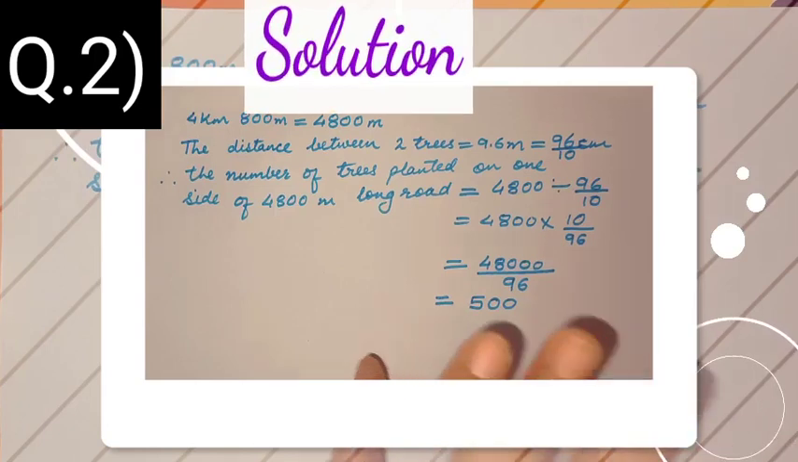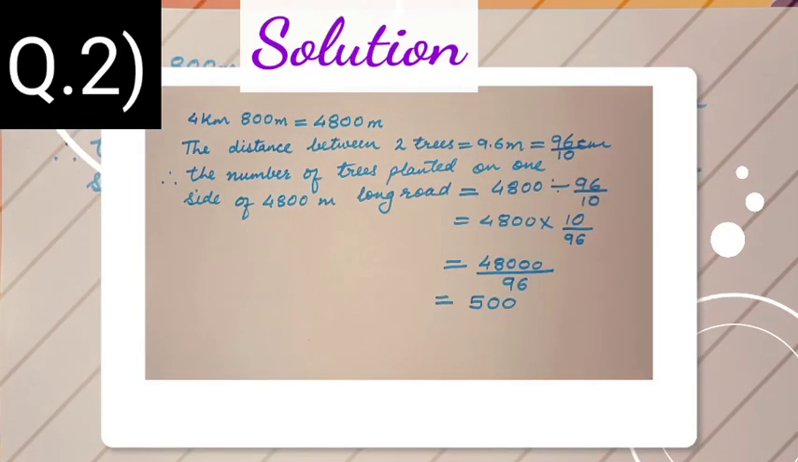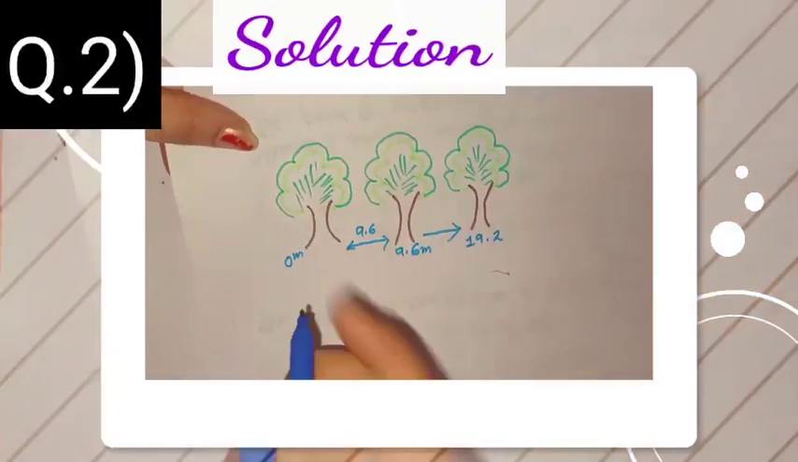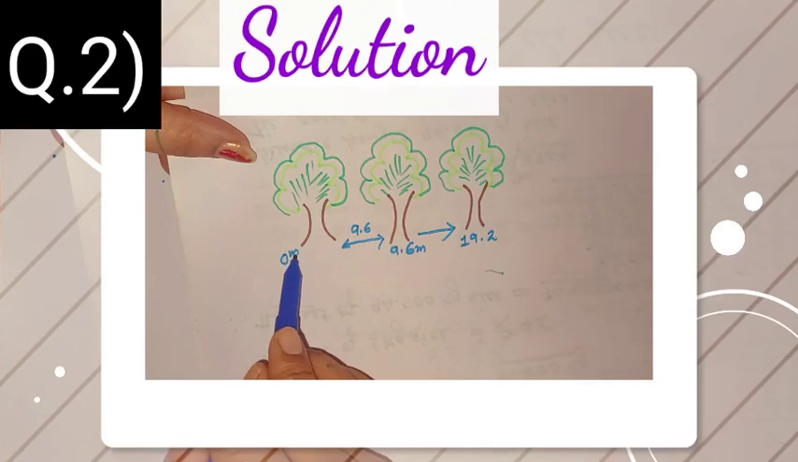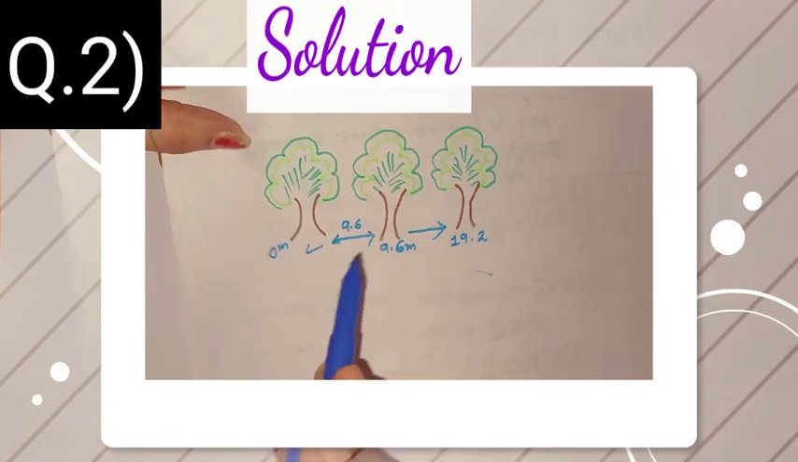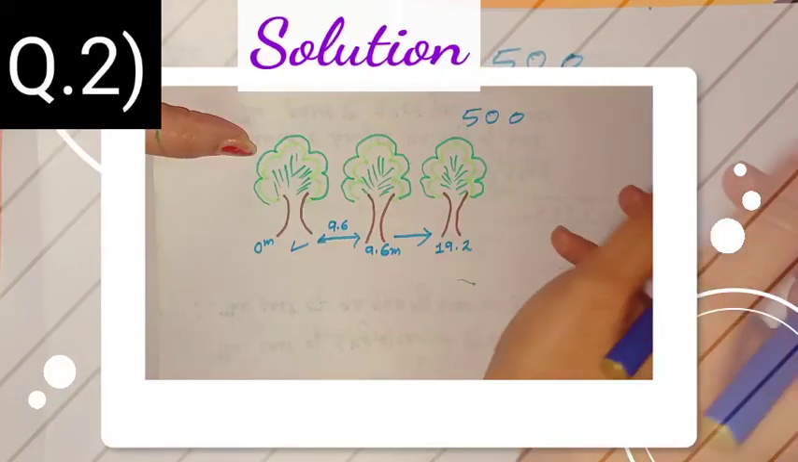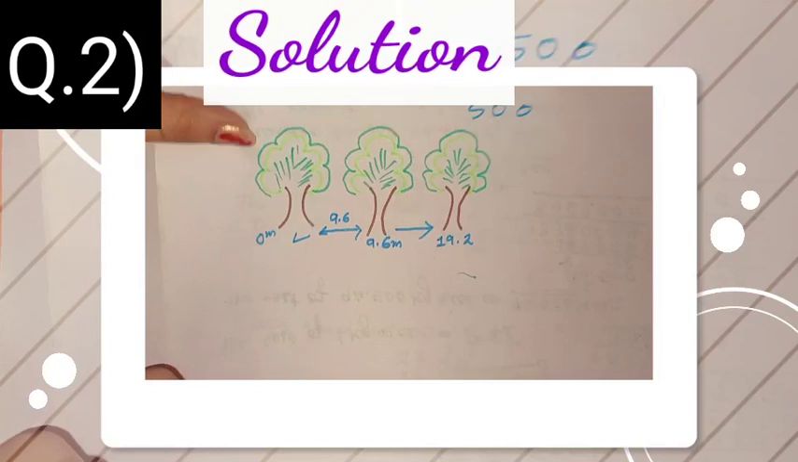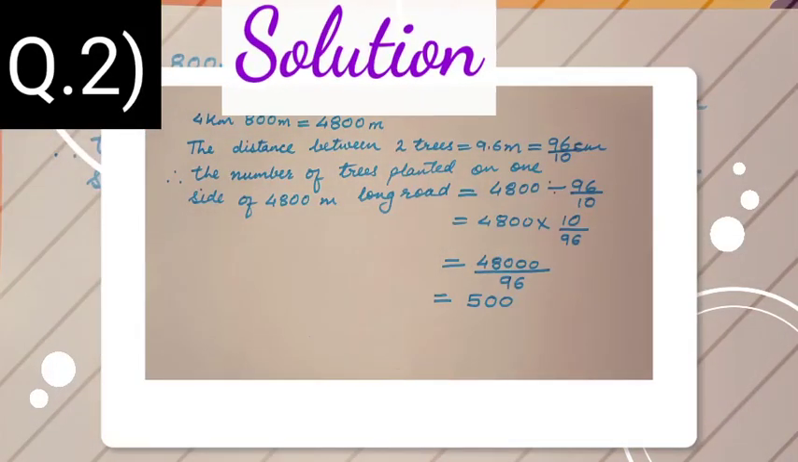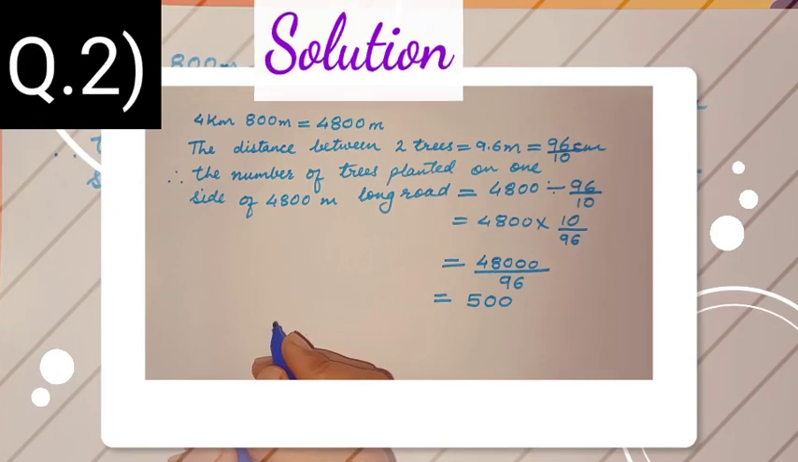But as I told you earlier, children, the first tree will be at the 0 meter. So we have to count this also, no? We have counted how many trees? 500 trees have to be planted. But on the first point also a tree will be there. So what we'll write here? 500 plus 1 have to do.